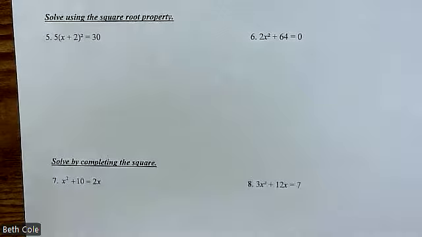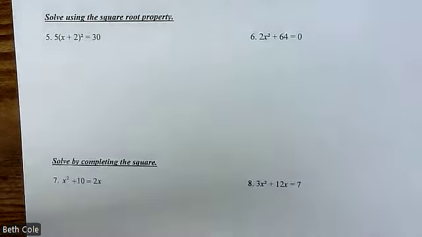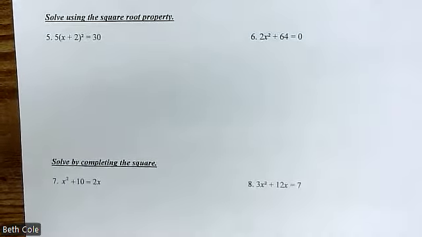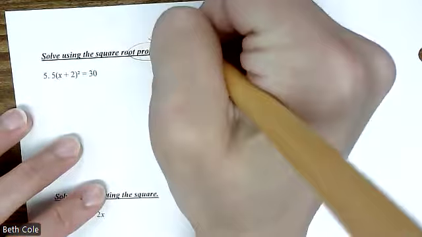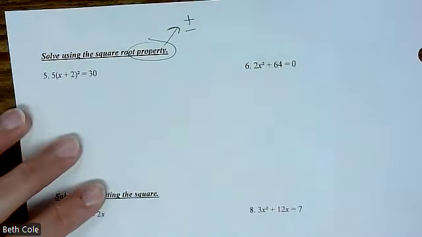The reason why is, for example, what is 8 squared? 64. And what is -8 squared? 64. They both work, so you need the plus and the minus. So that's what this property is: when you square root, you have to put a plus and a minus. Just remember, you're going to get 2 answers. Other than that, you're just solving.